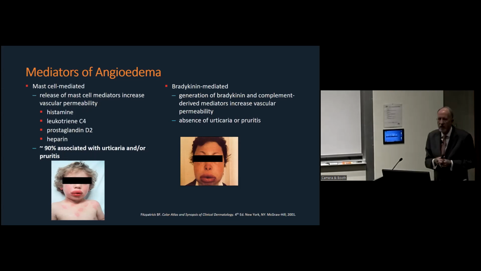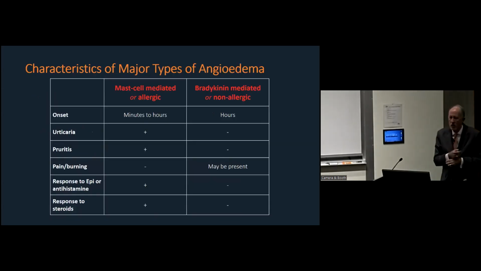Then the other mediator, which isn't as common, is bradykinin mediated due to dysregulation of the kinin contact system. These folks don't have urticaria or colitis. They may have some burning and pain if they're having a skin swell, but they typically don't. So that's an important historical point.